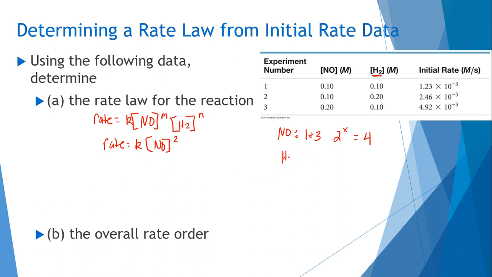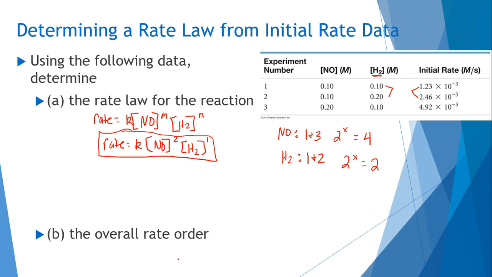Okay. Now let's focus on H2. We want to look at reactions for H2 where NO stays the same. So NO stays the same between reaction 1 and 2. So we're going to focus on 1 and 2. So here we're going to notice that this one doubles. So I'm going to put a 2x. And then over here, we're going to notice for our initial rates, that also doubles. So 2 to what power equals 2? And you're going to notice 2 to the first. So you can write H2 just like that, or you can put a little 1 out here. Either one is correct.